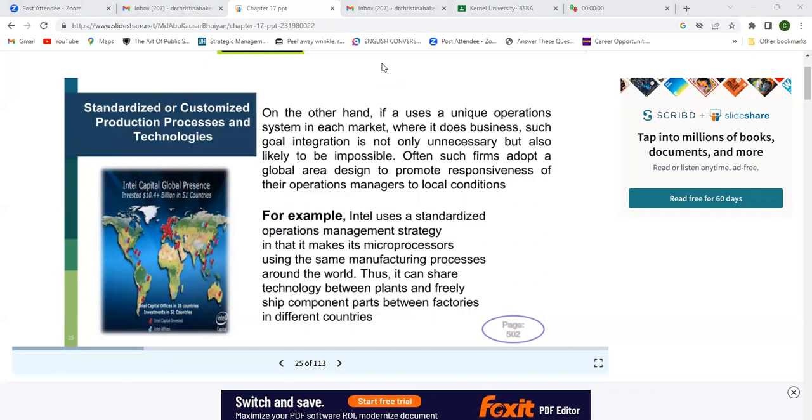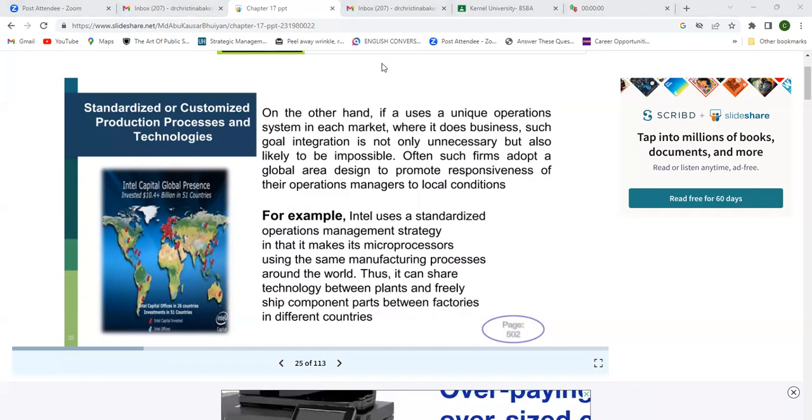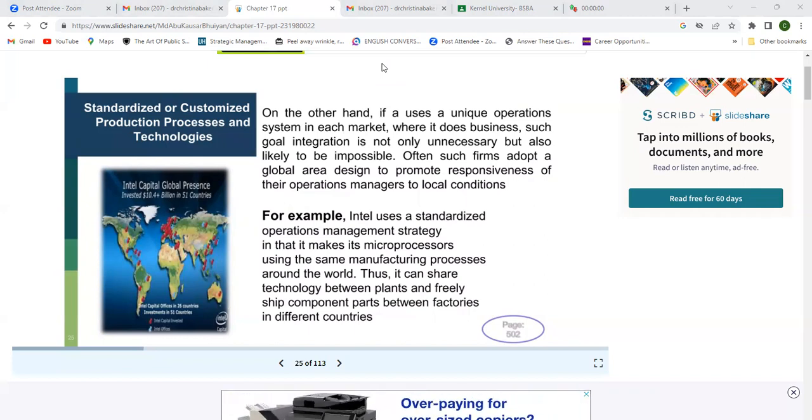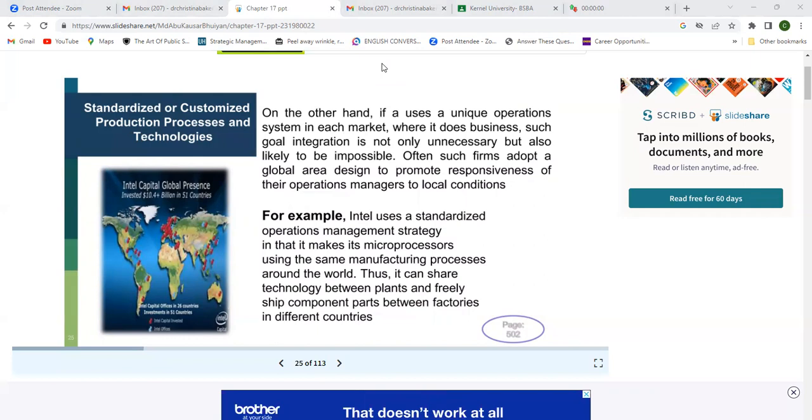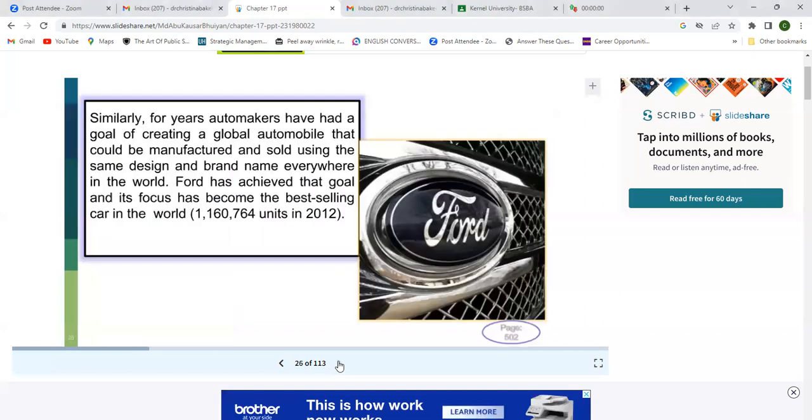For example, Intel uses a standardized operation management strategy that makes microprocessors using the same manufacturing business processes around the world. Thus, it can share technology between plants and freely ship component parts between factories in different countries.